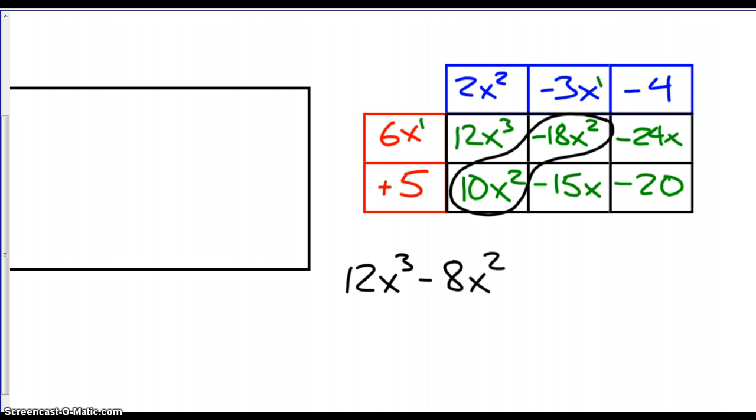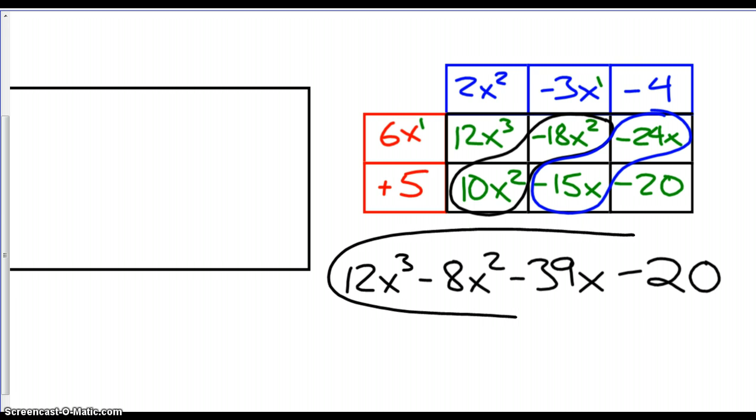Alright. And then I can also combine my two terms that have just one x with them. So negative 15x minus 24x, adding those two together, we get negative 39x, or minus 39x, and then we end off with a minus 20. And there's our final answer. Alright?